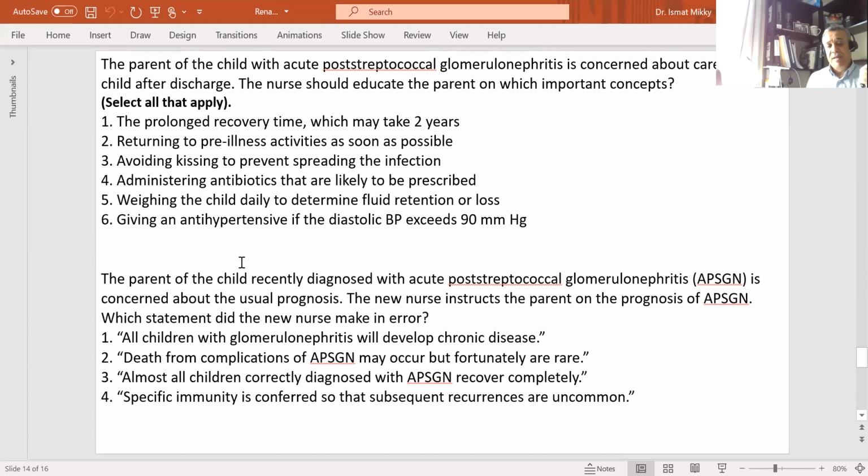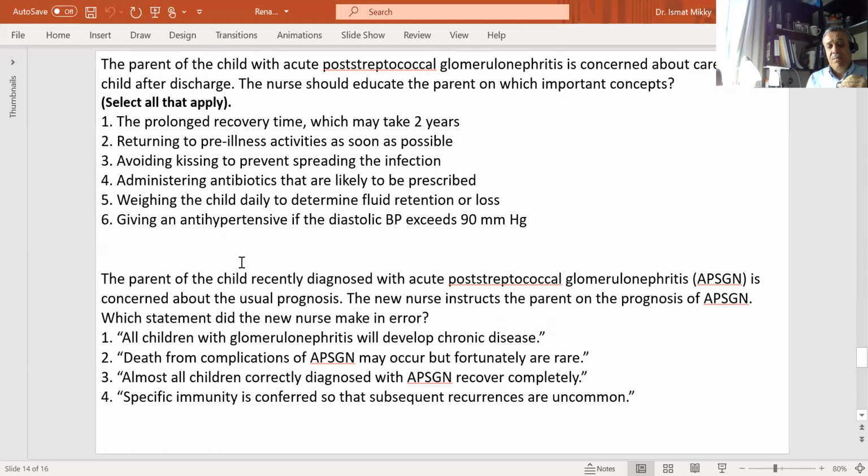And then 5 and 6, which is weighing the child daily to determine the fluid retention or loss, because one of the major complications is the protein leakage in the urine, protein loss, which will result in edema, facial edema, periorbital edema, which is edema around the eyes, and generalized edema. So giving an antihypertensive if the diastolic blood pressure exceeds 90.